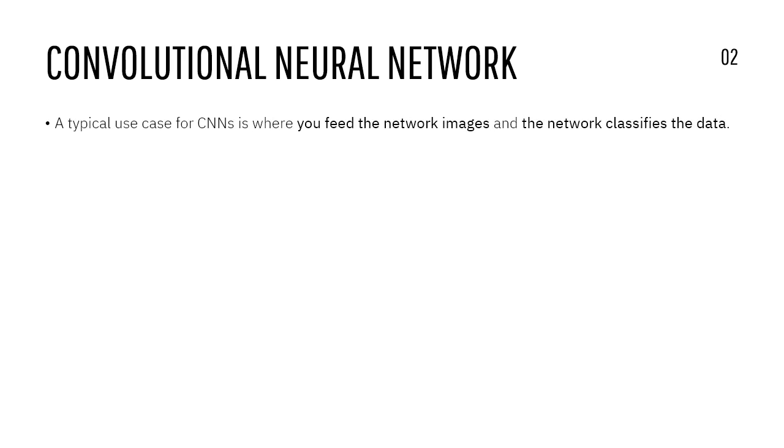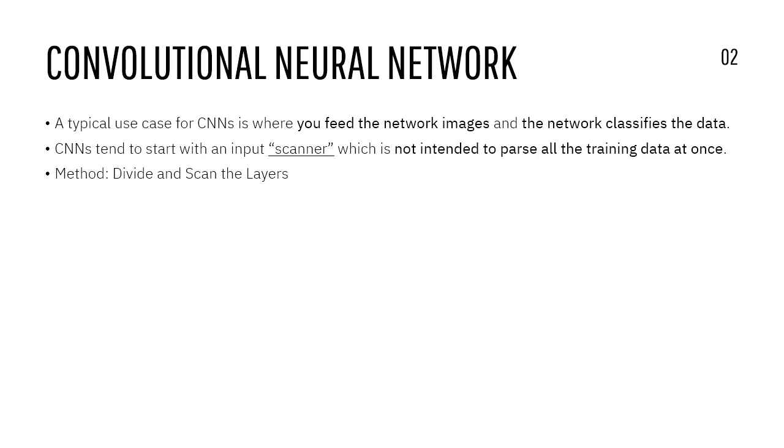So the typical use case for CNN is where you feed the network images and then the network will classify the data based on the knowledge that it has. It tends to start with an input scanner, which is not intended to parse all the training data at once. So let's start with an example.